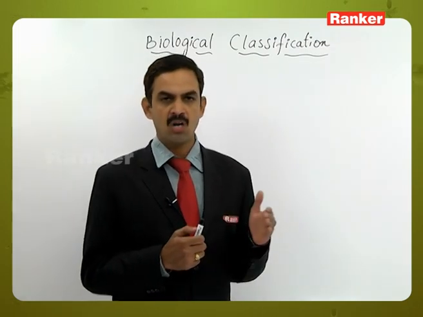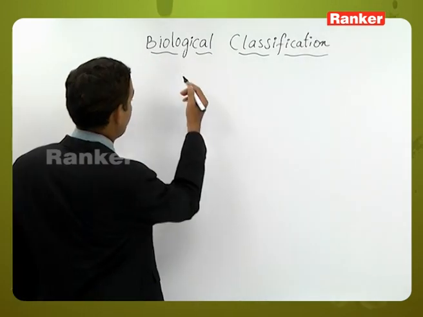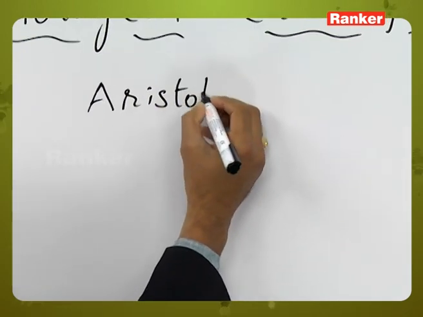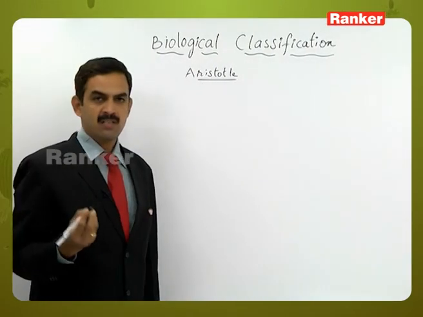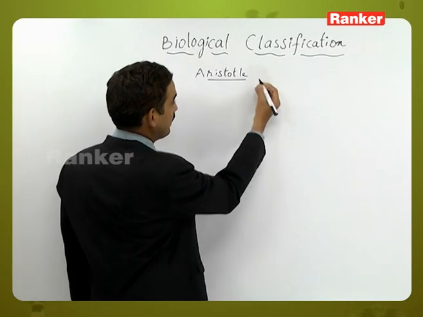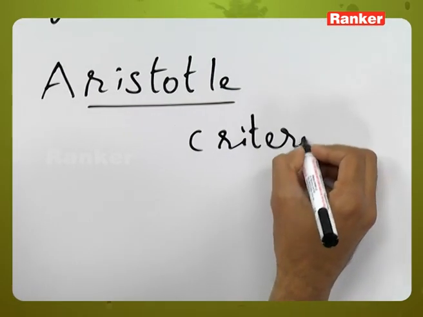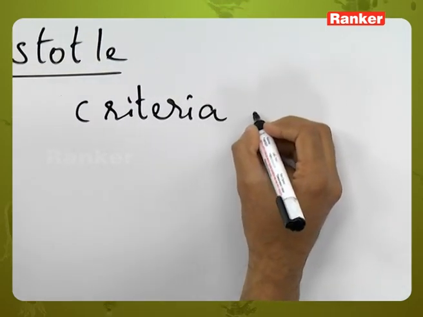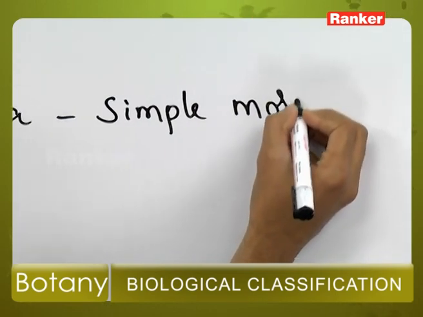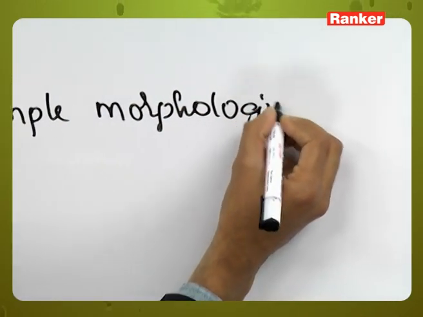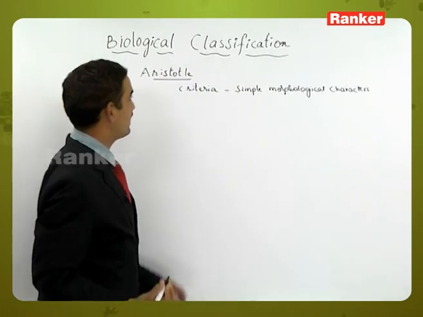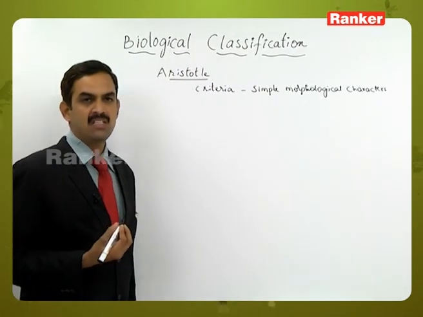But out of all of them, starting from civilization, Aristotle, the Greek philosopher, gave the first scientific pattern of classification of living organisms. The criteria considered by Aristotle for the classification of living organisms was simple morphological characteristic features.